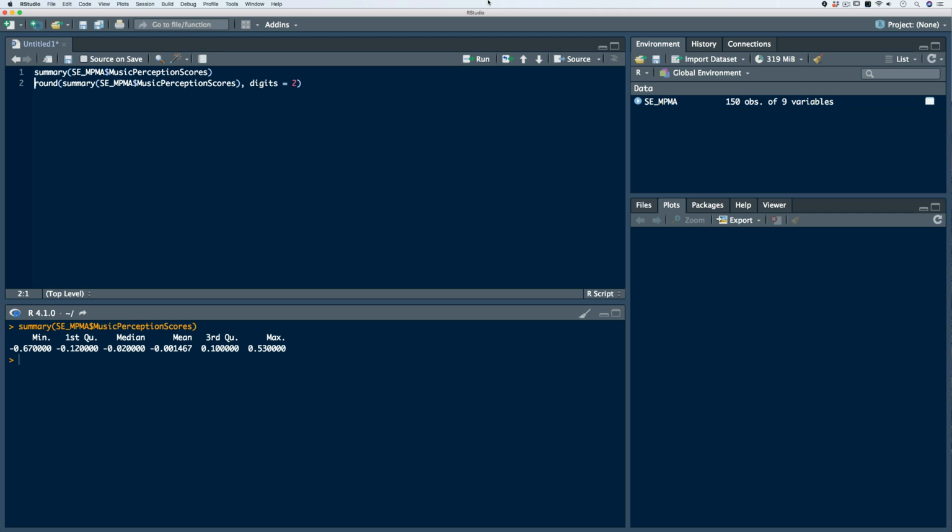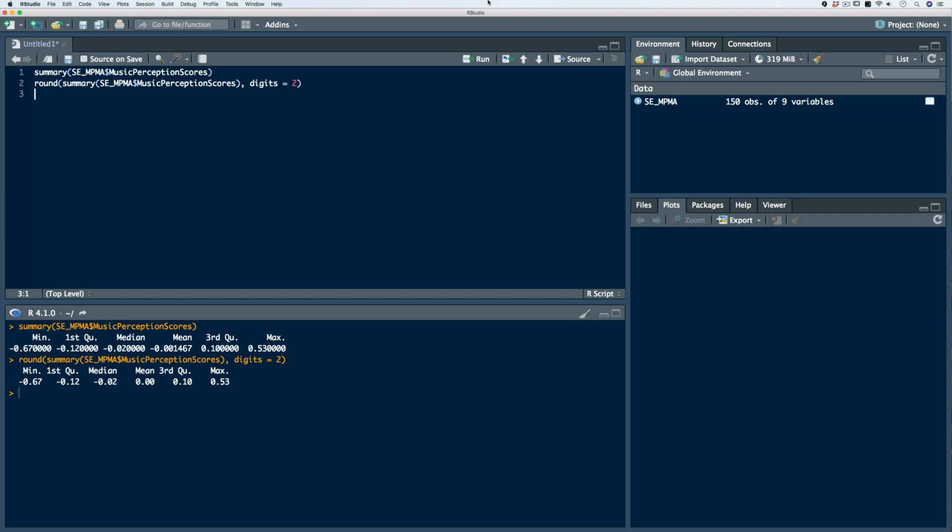In order to clean this up, let's pass this through the round function. And so the values that we're most familiar with at this point are the minimum value, which is negative 0.67, the maximum value, which is 0.53, the mean, which is 0, and the median, which is negative 0.02. In addition, we have two other values here, the first quartile and the third quartile. What we're working with here are called five-number summaries. However, we see 6 values.